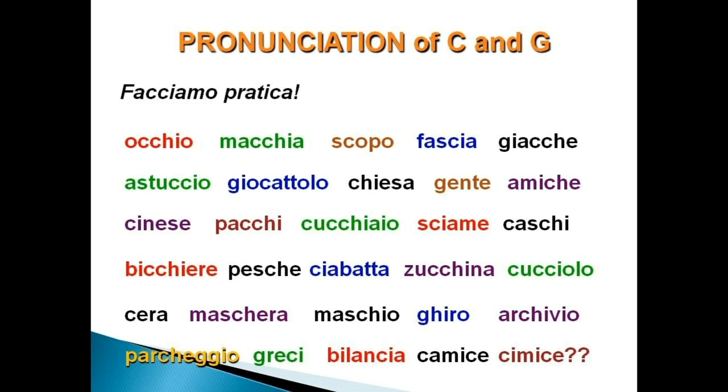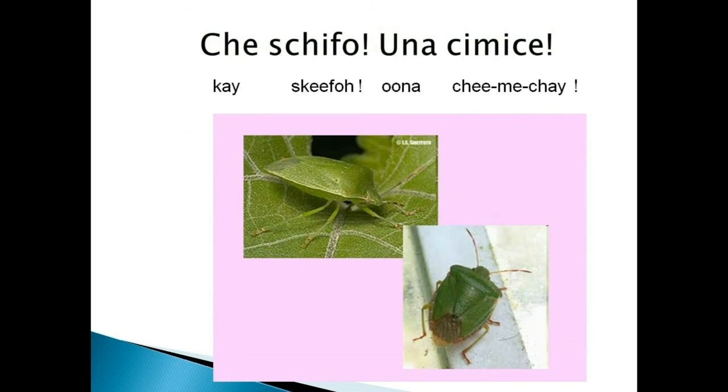Che cos'è cimice? Cimice? Questa è una cimice. This is a cimice. Che schifo, una cimice. Che schifo means it's disgusting. As you can see, in this sentence, we have pretty much all the k, sk, and ch sounds. So, if you remember it, it might be a helpful memory tip. Che schifo, una cimice.